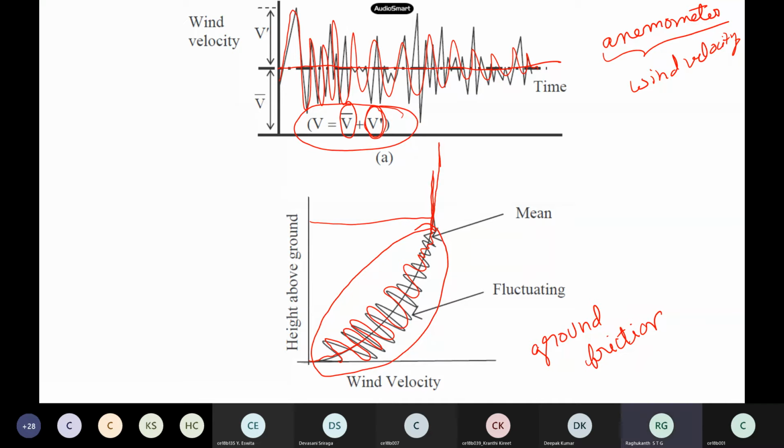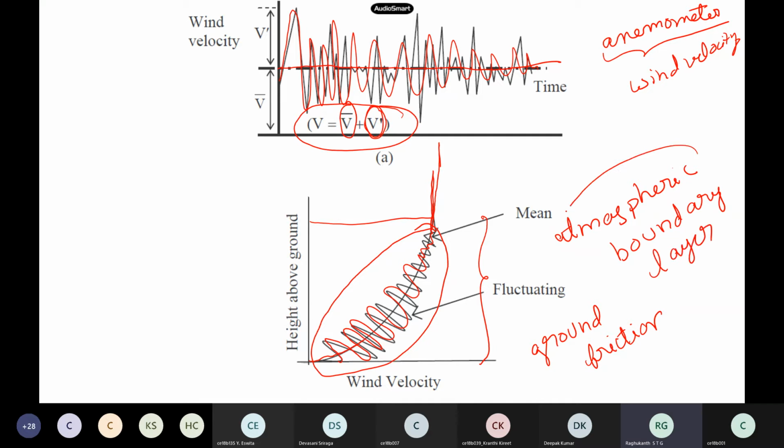You people would have done fluid mechanics or some other courses, right? So what do you call this place? This layer shows you the effect of surface topography or the earth's surface on wind velocity. Okay, so this portion we call now. Have you heard this word? Atmospheric boundary layer. So this is a term we use, atmospheric boundary layer.